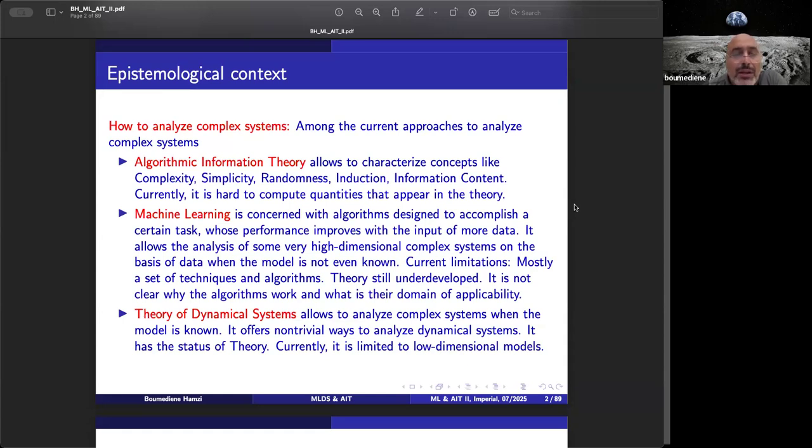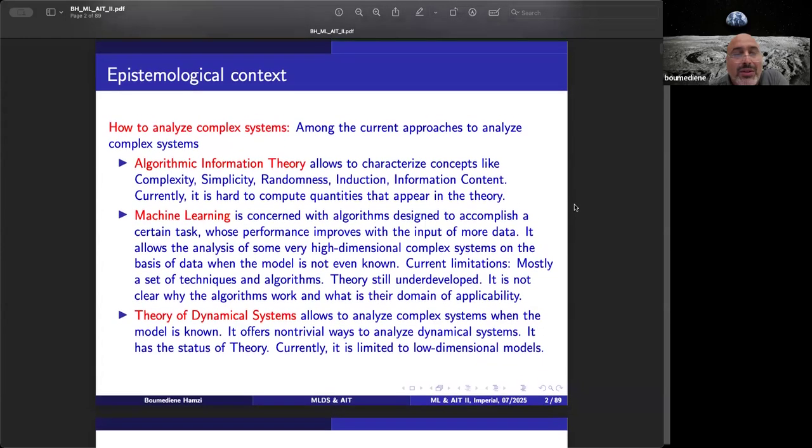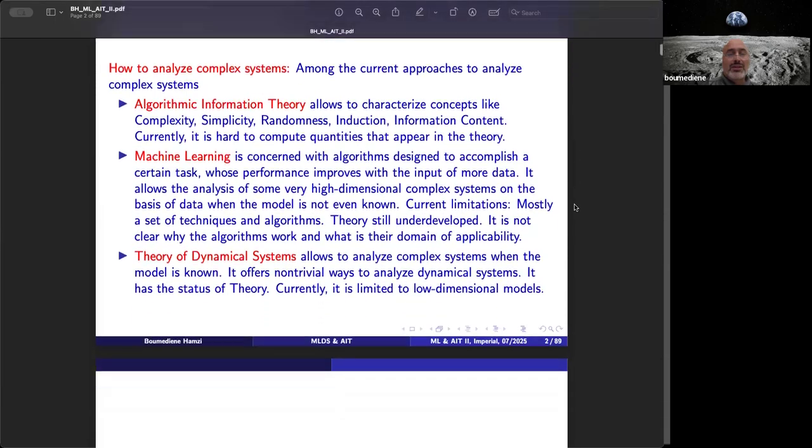As we saw in this symposium, the gap between machine learning and algorithmic information theory is quite small nowadays, and still there is a lot of work that can be done there. The other approach to analyze complex systems is the theory of dynamical systems. It allows us to analyze complex systems when the model is known, and it offers non-trivial ways to analyze dynamical systems. But among its limitations is that it's limited to low-dimensional models and some small infinite-dimensional systems.